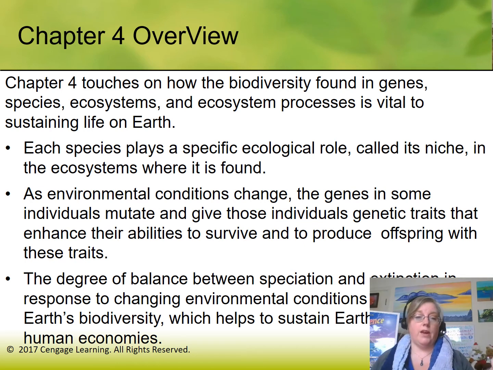Section 1, which we're working on now, says every species plays a specific ecological role called its niche in the ecosystem where it's found. Section 2 is going to talk about environmental changes and genetics, how they mutate, and some of the genetic traits that enhance the ability to survive. And then the third bullet at the bottom is going to talk about speciation and extinction. And so that's the basic overview of how this chapter is set up.